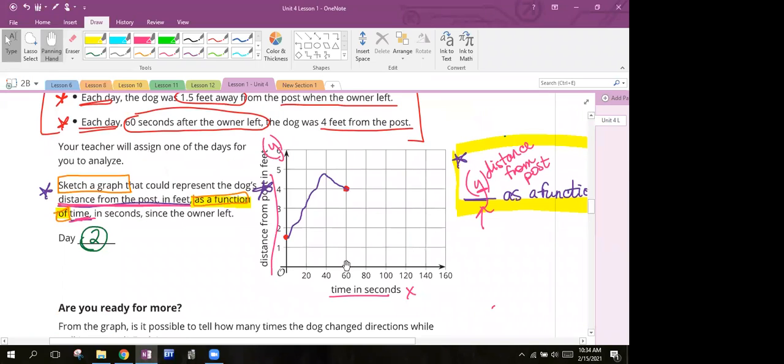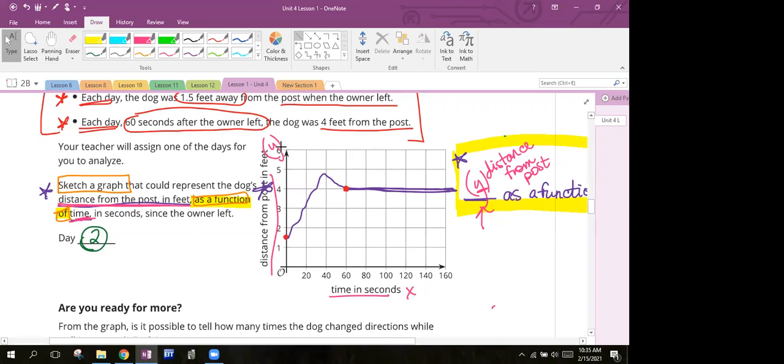So as soon as that 1 minute starts, which is 60 seconds, he's not moving anymore. He just lays down until the owner gets back. So he's going to be that same distance away, but the time is still going to continue forward. Right? Yeah. Okay. So the only thing we have to make sure of is that it passes the vertical line test.